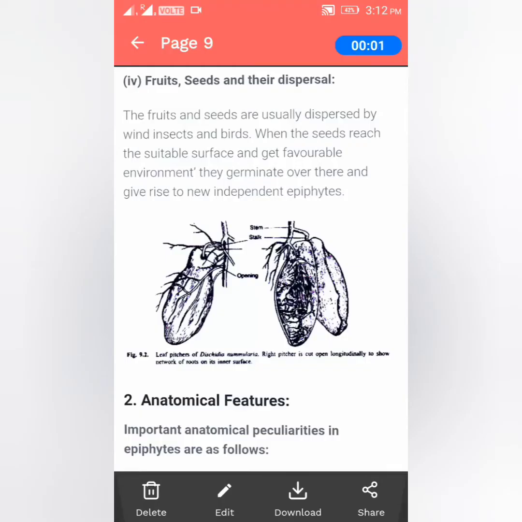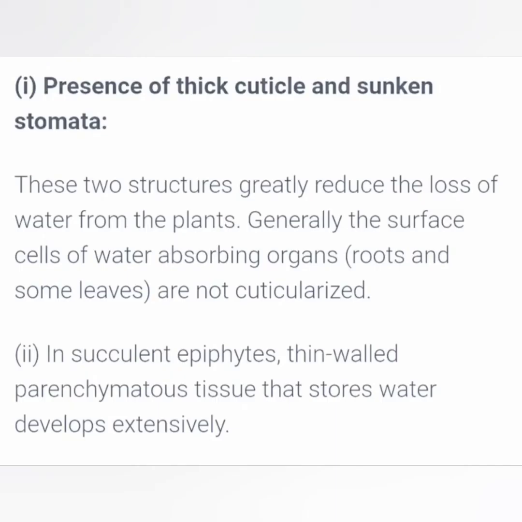So next we come to the next adaptive features, that is the anatomical adaptation in the epiphytic plants. The first is the presence of a thick cuticle as well as sunken stomata. So in the epiphytic plants, this cuticle is very thick, just like in the case of xerophytic plants we have studied.